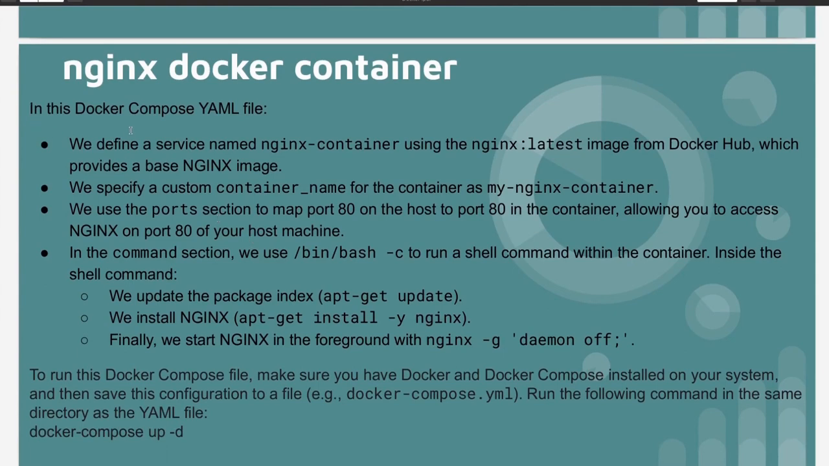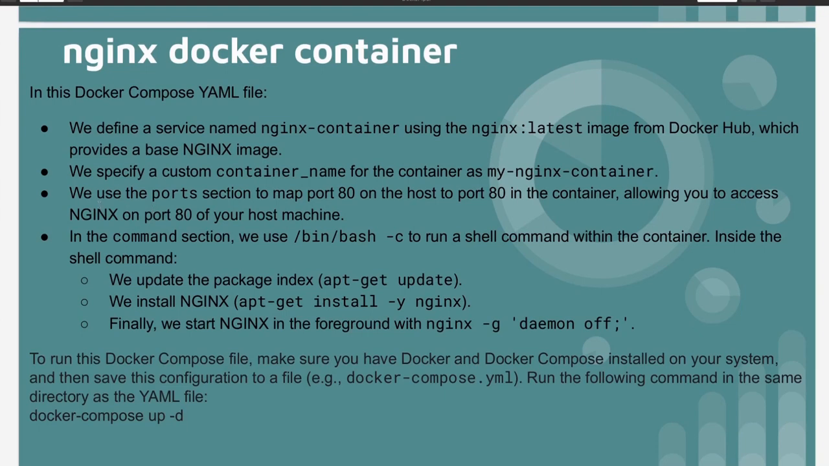So first we have to create one Docker Compose file. Okay, so we have to define the service Nginx container using the Nginx latest image from Docker Hub. It will pull the base Nginx image, and then we have to specify a custom container name for the container. You can name it anything according to your requirement. So I am going with my Nginx container.